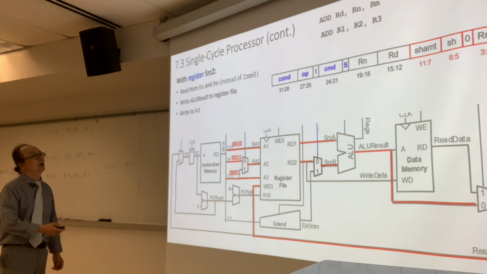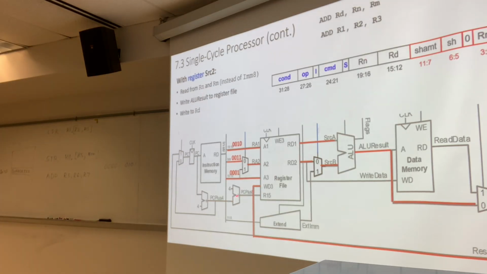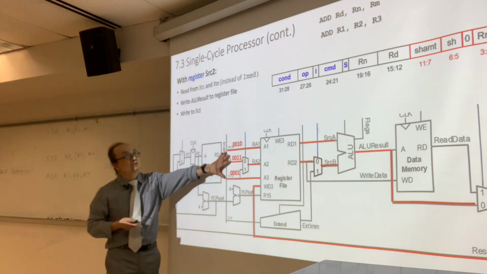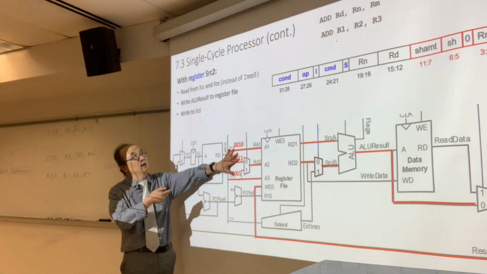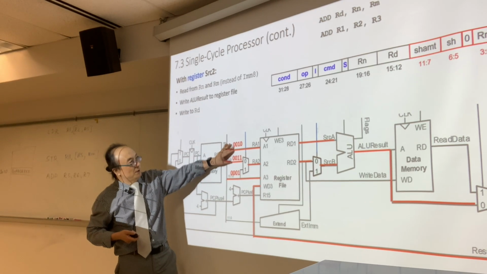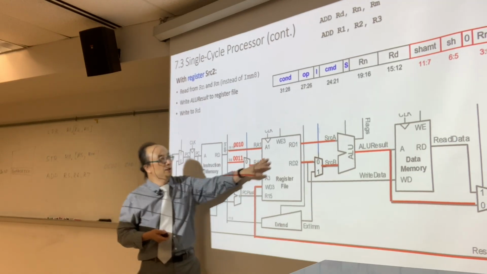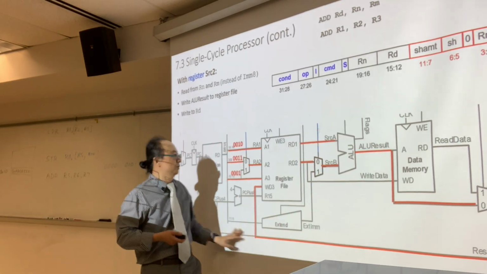If we have add R1, R2, R3, this is the case where I want you to copy this down in the 4th diagram. R1, R2, R3. We have R2, R3, add them up, put it back to R1.